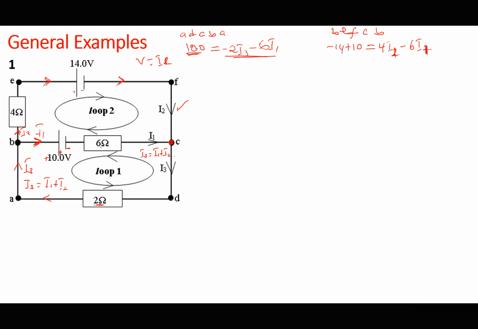And the current through 6 ohms is I1. The current through 4 ohms is in the same direction as the loop, but the current through 6 ohms is in the opposite direction to the loop. So here the PD will be negative, the other one is positive. So in other words, negative 14 plus 10 is negative 4, equals 4 I2 minus 6 I1. So this will be the second equation.